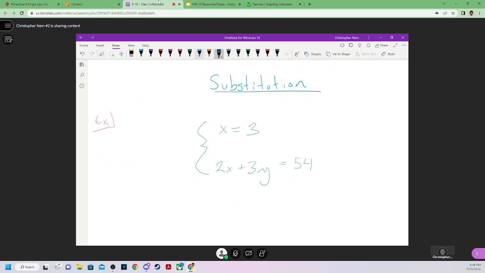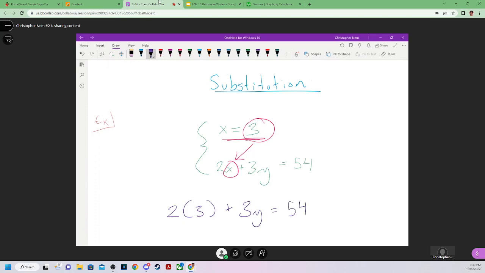If you figured it out, you notice that it says x equals 3 right here. Substitution requires you to plug things in. I'm telling you x is equal to 3, so every x value over here, you should plug in 3. So if I plug 3 in, I get 2 times 3 plus 3y equals 54.